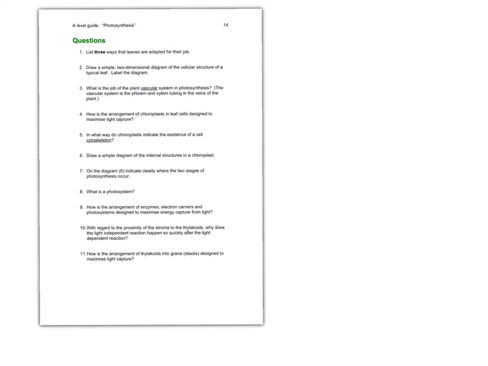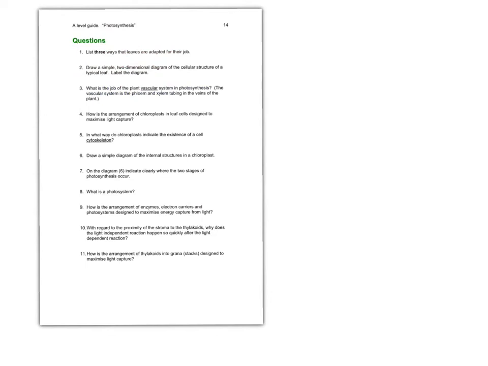What is a photosystem? Again, answered directly in the workbook. It's not something that I feel I need to explain to you here. How is the arrangement of enzymes, electrons, and carriers in photosystems designed to maximize the capture of light? This is a little more subtle.